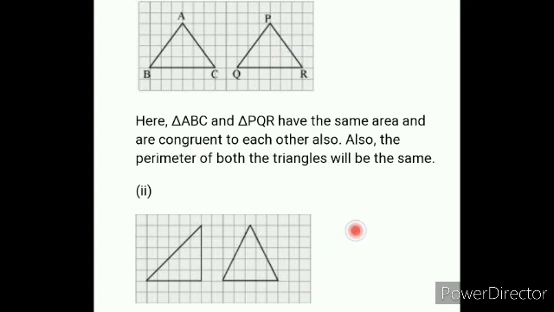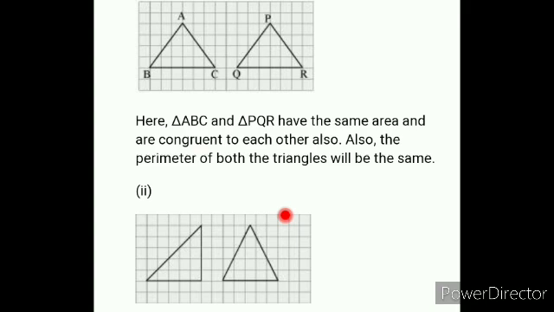In this figure, the areas are equal but the triangles are not congruent. Look at the figure. You can see all the sides are not equal, meaning three sides of the first triangle are not equal to three sides of the other triangle. So it means that it is not congruent.